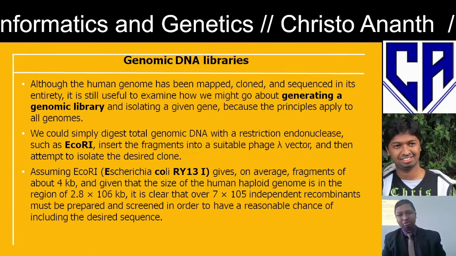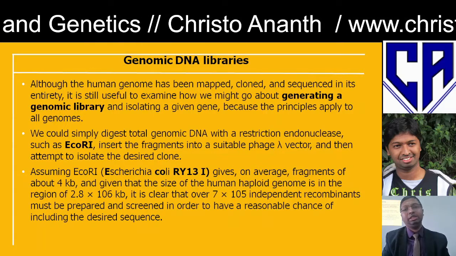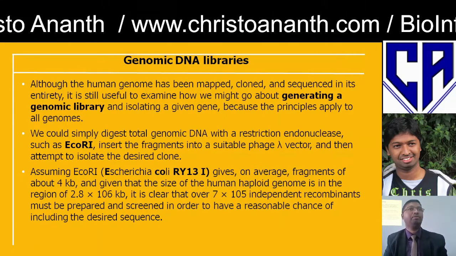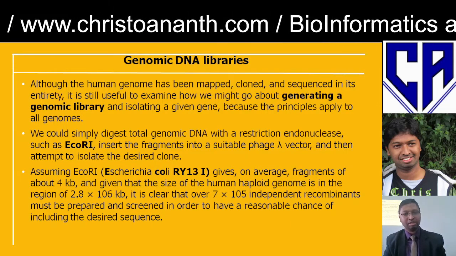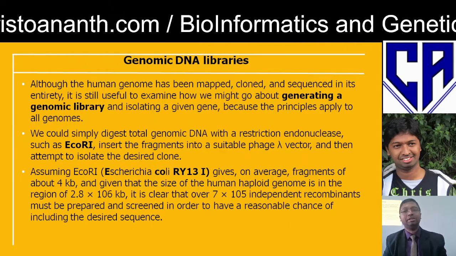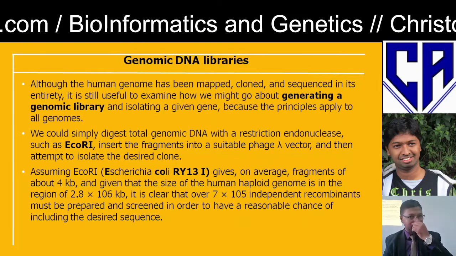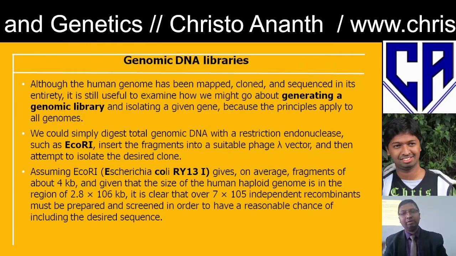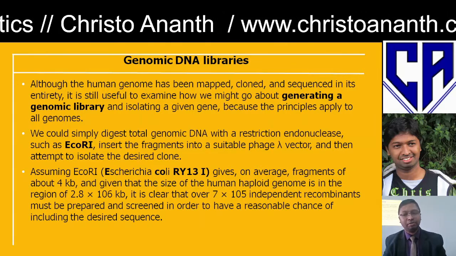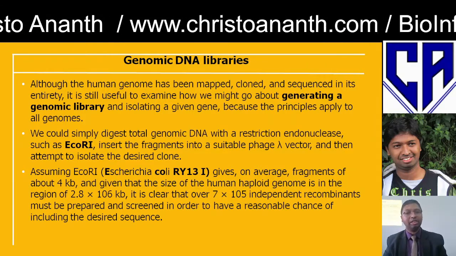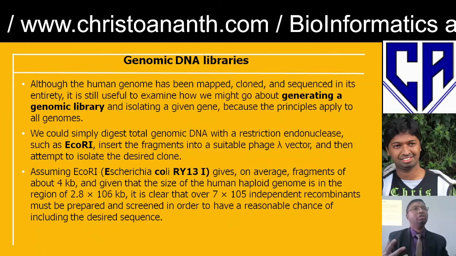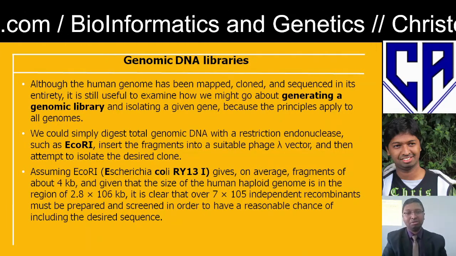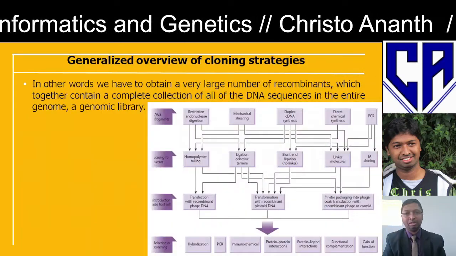For this one, Escherichia coli RY13-1 gives an average of fragments of around 4 kb size, and generally the size of the human genome is in the region of 2.8 × 10^6 kb, and generally we will have about 7 × 10^5 independent recombinants. Generally it should be screened together in order to get that desired sequence. So this is how it goes with the genomic DNA libraries.